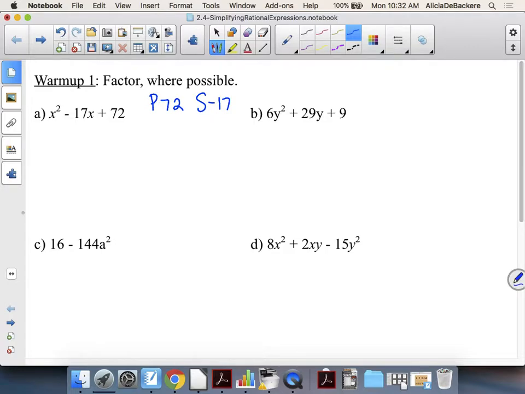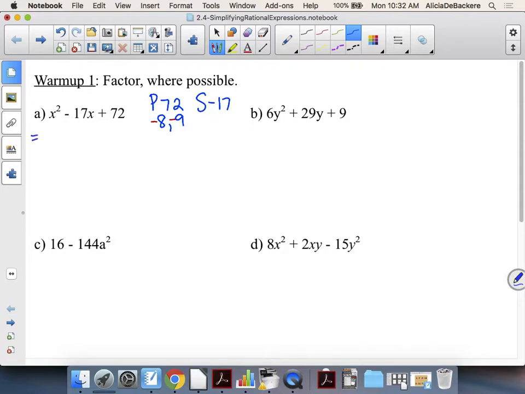So I go through all the pairs of numbers that multiply to 72. I want to multiply to a positive number. So something like 8 times 9 would give me positive 72, but when I add them together, I get positive 17. In order to make it multiply to a positive, I could also have a negative times a negative. As long as the signs match, I'll end up with a positive product. And then when I add them together, I get negative 17.